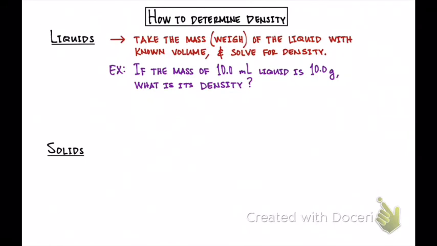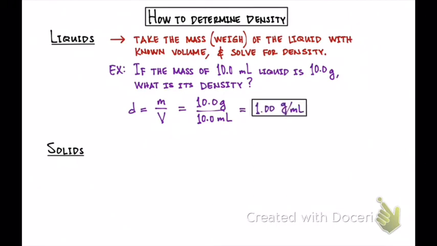And so here's an example. If the mass of 10 milliliter liquid is 10 grams, what is its density? Well, you know the mass of that liquid, you know the volume of that liquid that you weighed. All you have to do is plug it into the equation. D equals m divided by v. Mass is 10.0 divided by volume, which is also 10.0. And that gives us 1.00 gram per mil. So you can see that gram is a unit of mass, milliliter is a unit of volume, and so they won't cancel each other out.